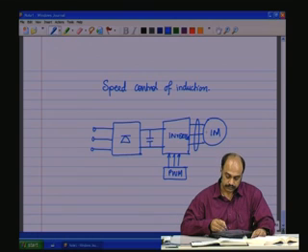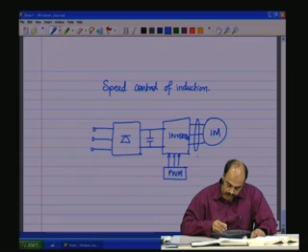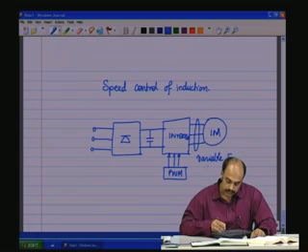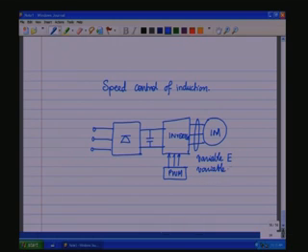This will give variable E and variable F. So if we are able to vary E and F in proportion such that we keep E by F constant, then the induction motor will be running in V by F mode, whereby you can utilize the whole speed range, right from close to 0 up to base speed and beyond base speed with field weakening. So that would be the speed control of the induction motor.